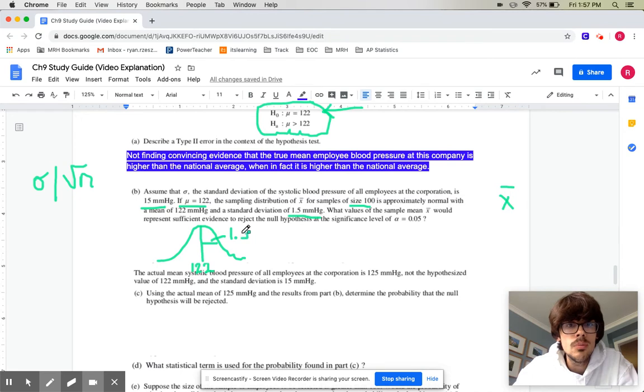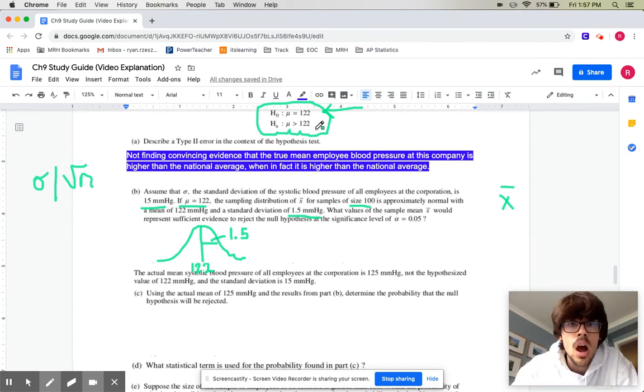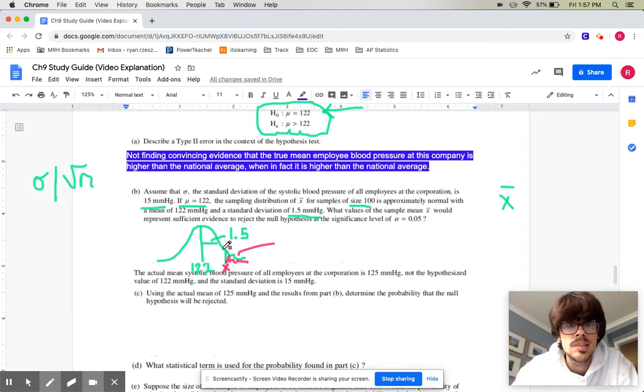They want to know what values for the sample mean would represent sufficient evidence to reject the null hypothesis at the significance level of 0.05. So wrapping your head around what it's asking you takes a minute when you read through it. Our HA was that mu is greater than 122. They want to know what value goes on my distribution. So I'll put a little line right there. I don't know what this value is right here, but they want it to be where our results are significant at the 0.05 significance level. Since it's a one-sided test, this area right here would have to equal 0.05.